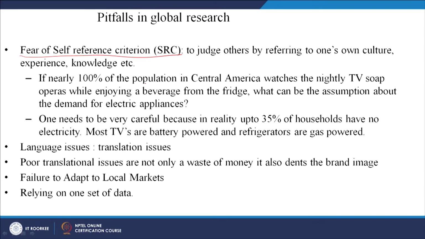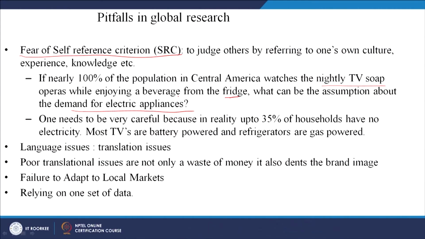Now see this case: if nearly 100% of the population in Central America watches the nightly TV soap operas while enjoying a beverage from the fridge, what can be the assumption? Not about the beverage I am asking, but about the demand for electrical appliances like fridges. Does a manufacturer like Whirlpool or Samsung see a future in this, by just understanding that everybody at night is using a beverage from the fridge? So, automatically that is a demand for the fridge.